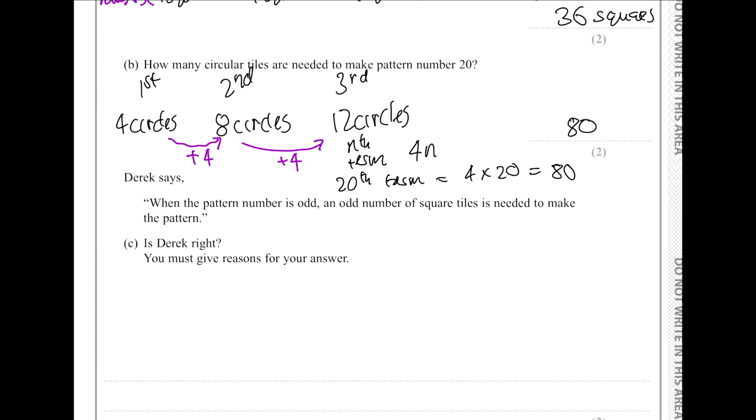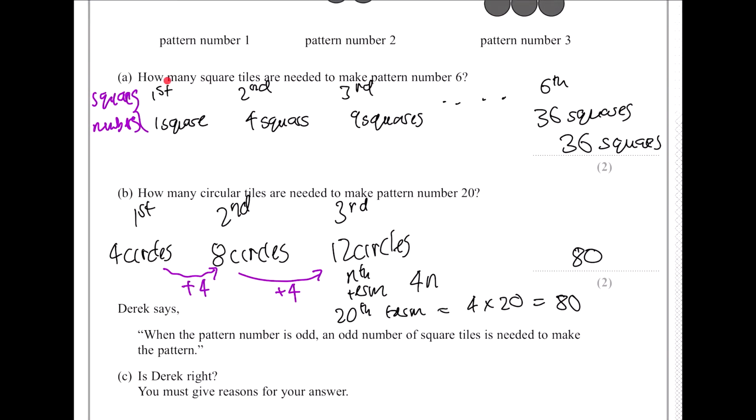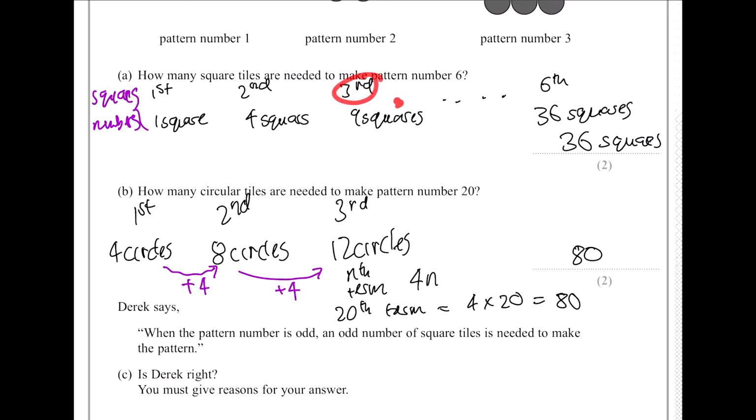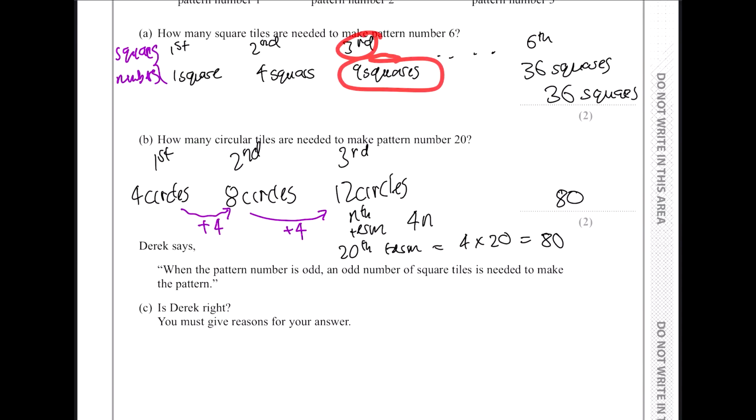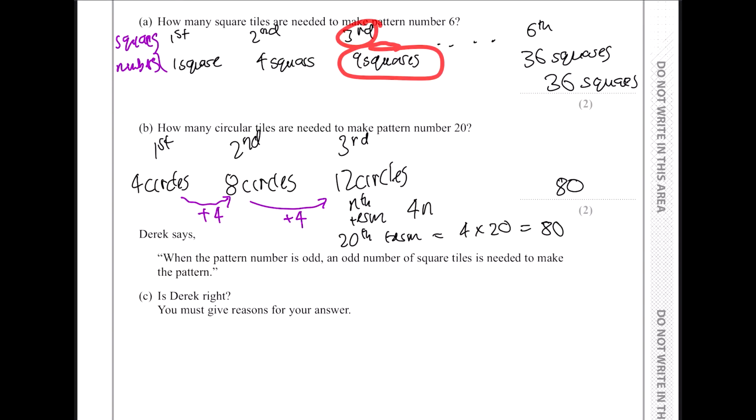So then Derek says when the pattern number is odd, an odd number of square tiles is needed to make the pattern. Is Derek right? Well, when the pattern number is odd, let's look back to our square tiles. And if you look, pattern number is odd, and so our square tiles is odd. Same with here. This third term is odd, and the squares is also odd. And so by looking at it, it sort of makes sense, right?